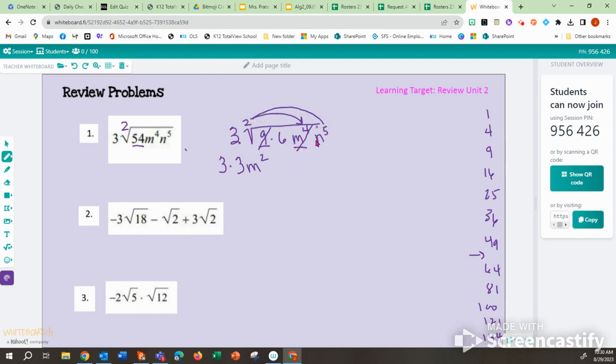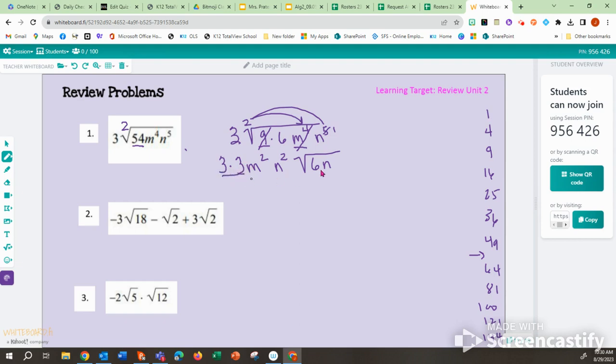2 into 5. 2 is going to divide into 5 2 times. So I'm going to bring out an n to the second, and then 1 is going to be left over. So I'm going to be left with an n to the 1 under my square root. So let's see what I'm left with. I'm left with a 6, and I'm also left with an n to the understood 1. And you don't have to write that 1.